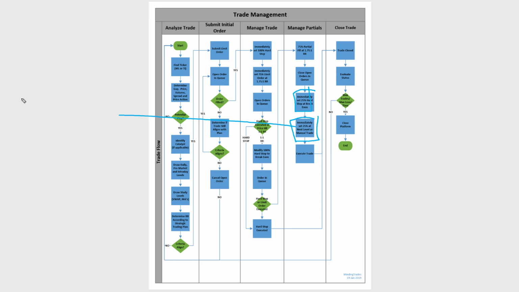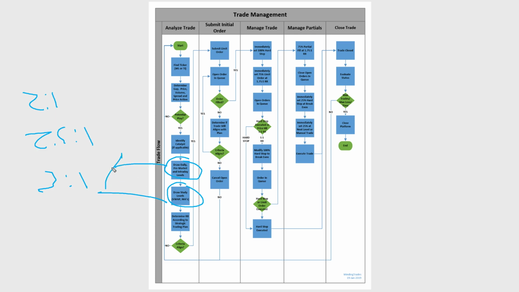So next, we immediately have the hard stop at 25%, and then we set the next 25% at the next level. So where's your next level? Your next level could be 2.21, 2.5, 2.1, 3.1, depending on the levels that you identified here. These levels will determine what these are.